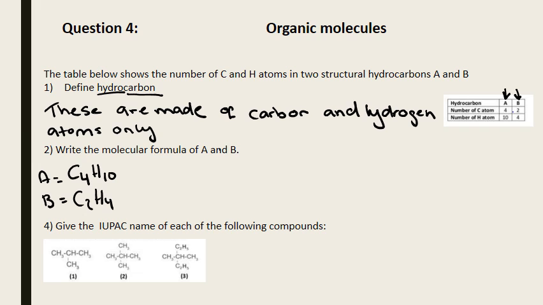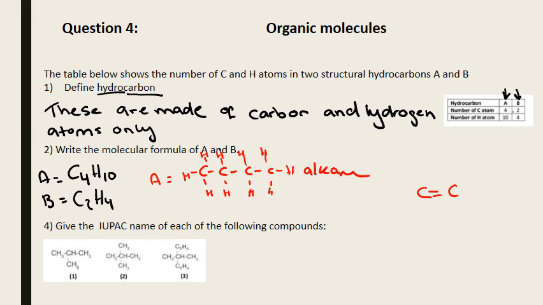So C4H10 looks like this as a structural formula. This is an alkane. This B is C2H4, and that's an alkene. Okay, this is an alkene, C2H4. Then it says give the IUPAC name of each of the following compounds.